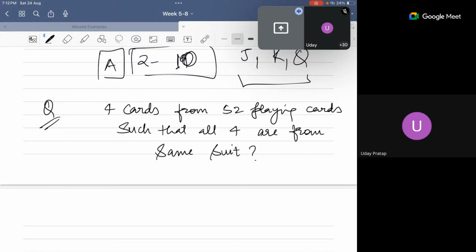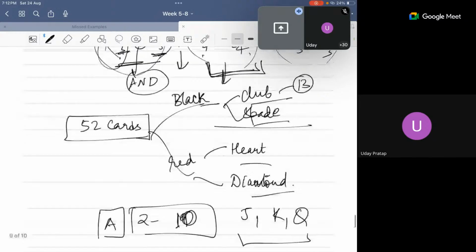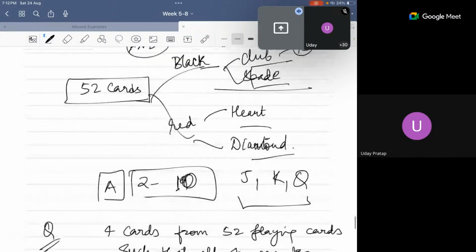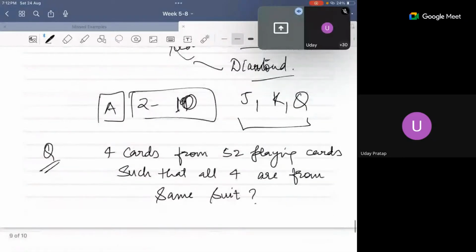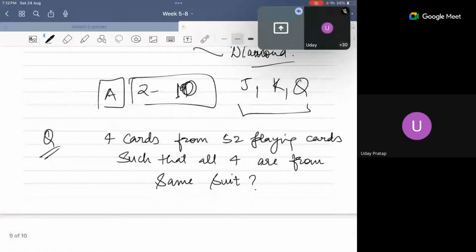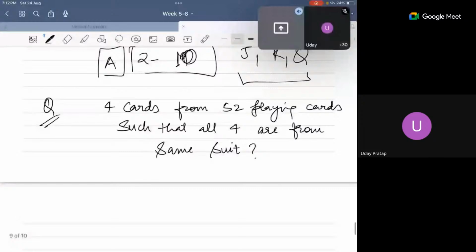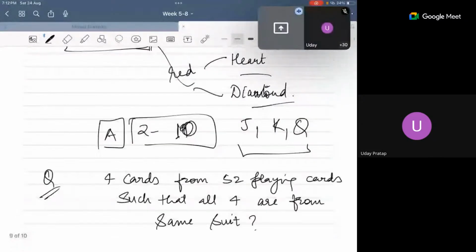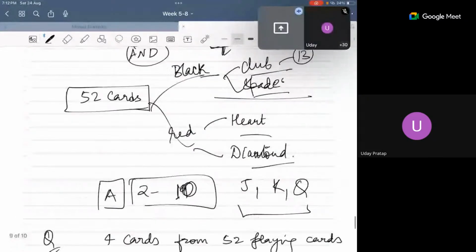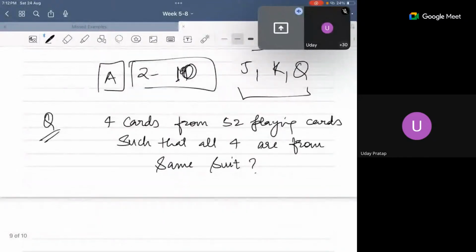Can you please mute yourself? Have you understood the question? We just talked about that, right? There are four types of suits: club, spade, heart, and diamond. Each one has 13 cards. So here the question is, four cards you have to choose out of these 52 cards in such a way that all four should be of the same suit. All should be diamond, or all heart, or all club, or spade. In how many ways can you do this?